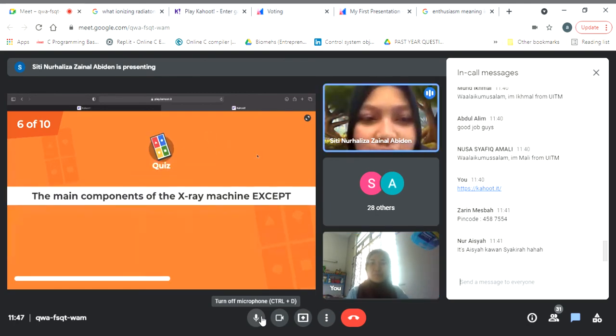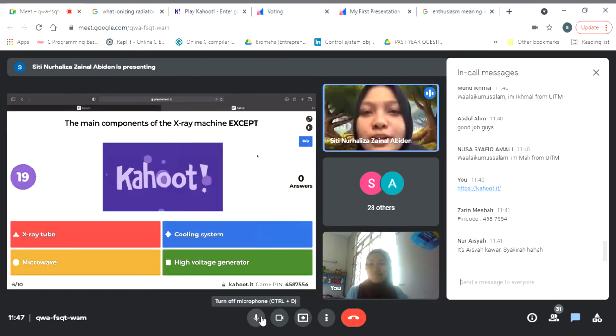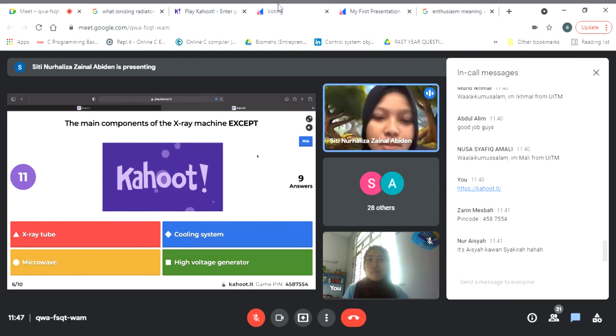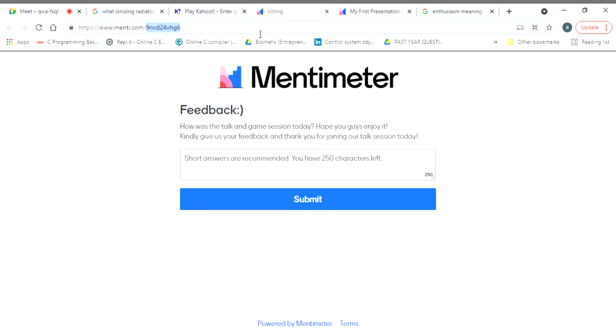So we move on to the next question. What is the main component of the X-ray? Except, so which one is not the main component of the X-ray machine? Is it X-ray tube? Is it cooling system? Is it microwave? Or high voltage generator? So which one?